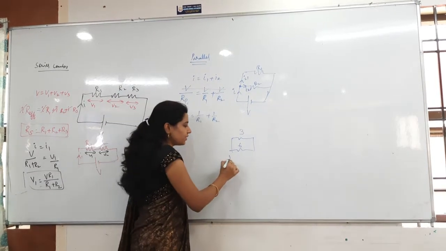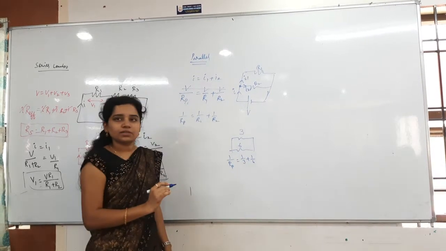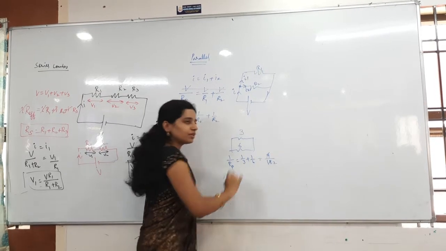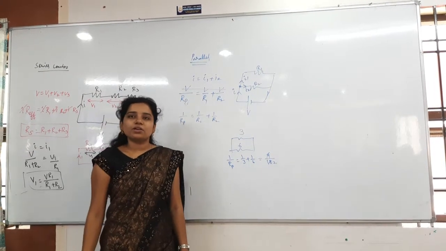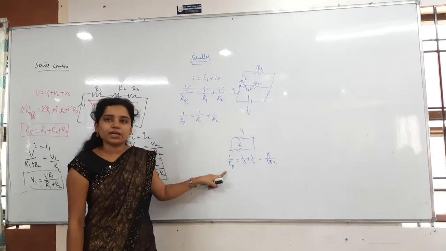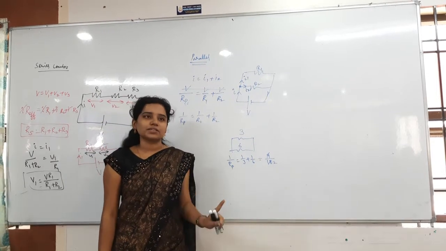Whenever you substitute this formula, 1 by R parallel is equal to 1 by 3 plus 1 by 6. Then this will be how much? 18 and then 9, you will get 2. In a hurry, what will you do? You will take 1 by 2 directly. You will not observe this one, 1 by RP. 100% of the students will make this mistake, 100%.